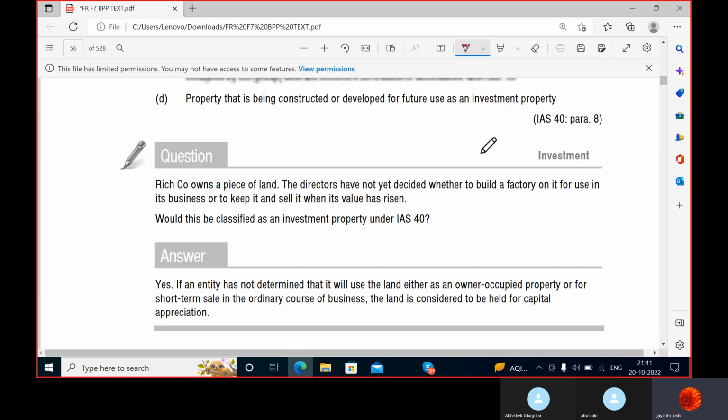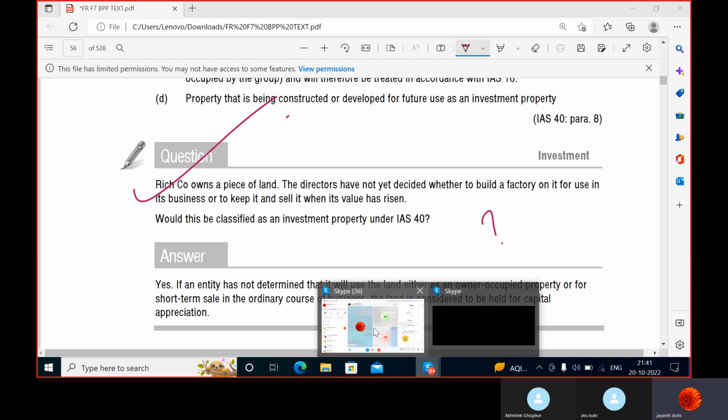Okay. Now there is an example here. Please go to this. Abu and Abhishek, please go to this example. Abu, can you hear me? Abu, can you hear my voice? Hello, Abu.